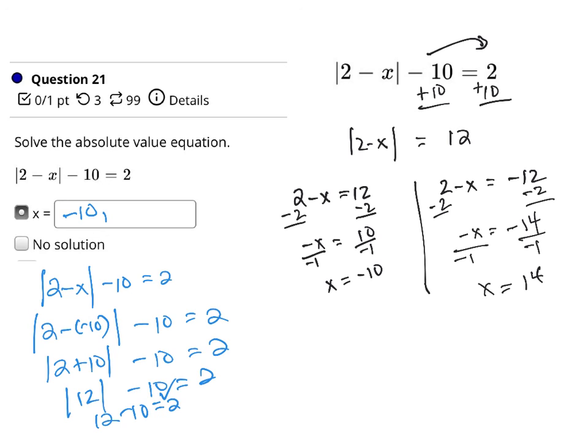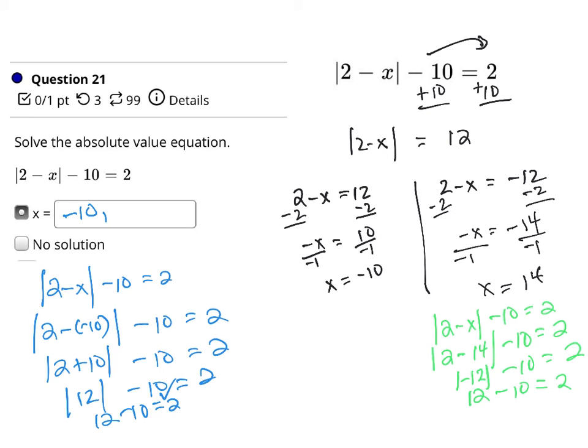Let's use a different color here. We have the absolute value of 2 minus x, minus 10 equals 2. And we're going to check the 14. So this is 2 minus, and our x is 14, minus 10 equals 2. 2 minus 14 is negative 12, minus 10 equals 2. Notice that's a negative 12, but the absolute value of a negative 12 is positive 12. Minus 10 equals 2, and does 12 minus 10 equal 2? Yes, so it checks also. So that is negative 10 and 14.